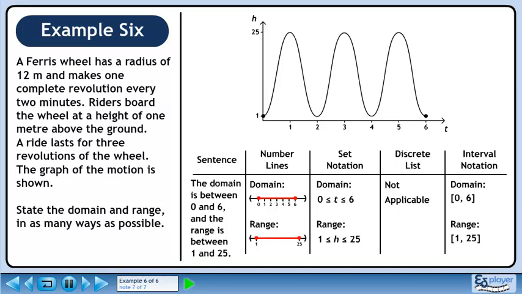Using interval notation, the domain is [0, 6] in square brackets. We use square brackets since the values 0 and 6 are included in the domain. The range is [1, 25], also in square brackets since 1 and 25 are included in our data set.